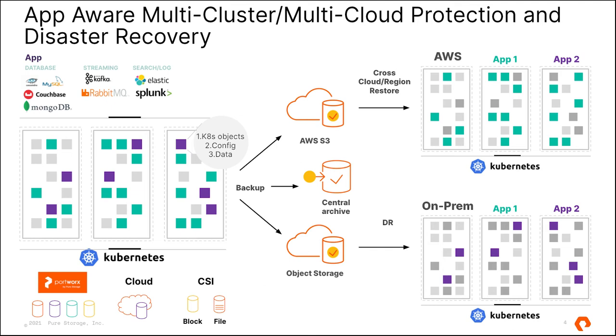Today we're going to be talking about app-aware multi-cluster and multi-cloud data protection and disaster recovery scenarios with PX Backup. Now, PX Backup, as you can see, supports many different types of clouds, both AWS, on-prem, GKE. Today we'll be showing a multi-cloud scenario across two regions in GKE and AWS, while being able to offload our data and our applications from one to the other.